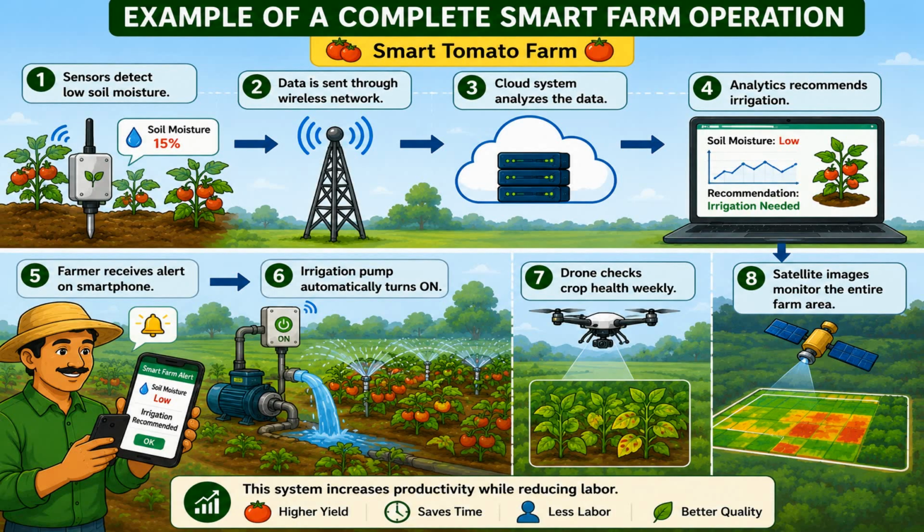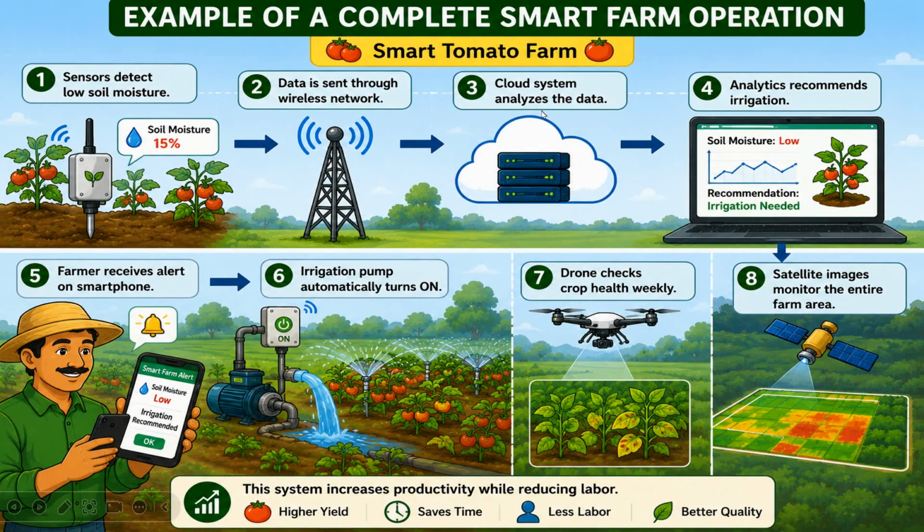Now here we'll see one example of a complete smart farm operation for a smart tomato farm. Here we can see how different IoT technologies work together to improve the farming and reduce the manual effort. First, a soil moisture sensor will be placed in the field. It detects that the soil moisture level is low here, and the sensor measures the condition of the soil, and it sends the data through a wireless network here.